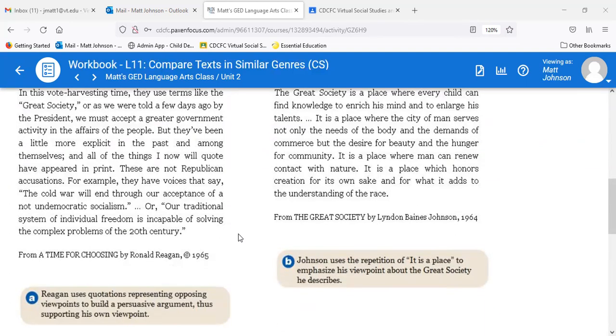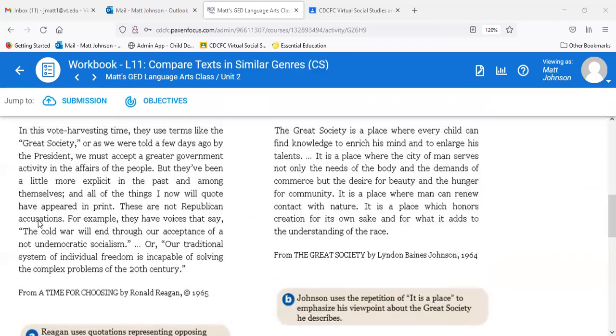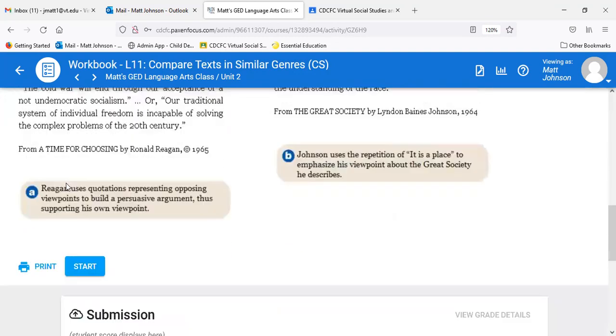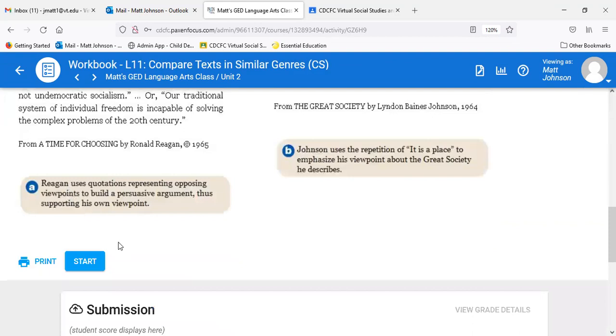Right? Once again, that's LBJ in 1964. And here it says Johnson uses the repetition of "it is a place" to emphasize his viewpoint about the Great Society. And just a couple other things to point out when you look at Reagan at the top, he says, in this vote harvesting time, right? So in an election year, with that coming up, vote harvesting, trying to collect votes, that's a very, very intentional choice of words that people are trying to sway voters. All right, so let's take a look here at the workbook then.